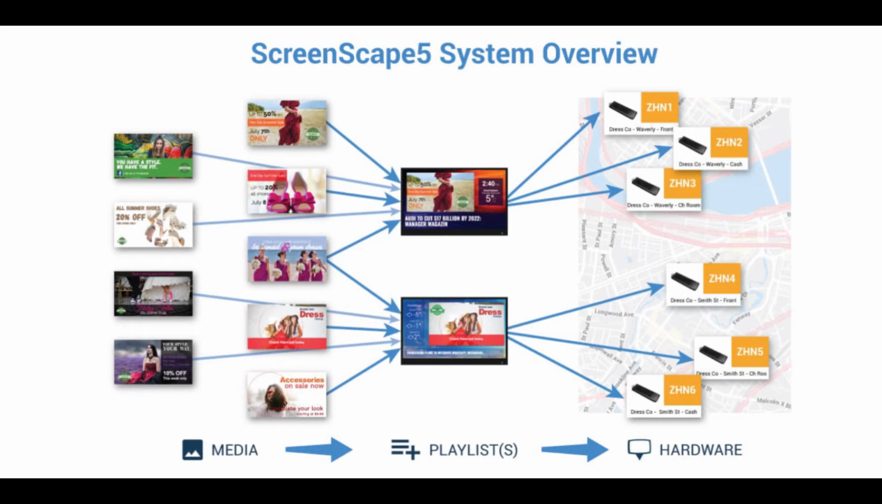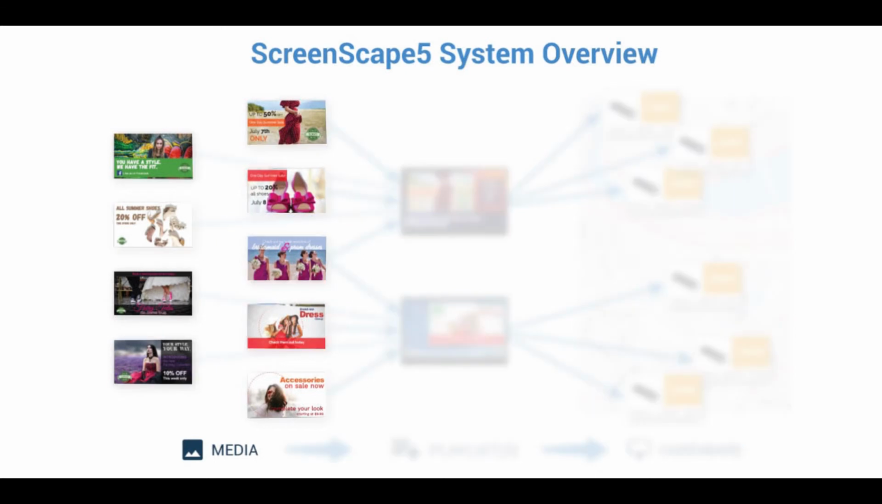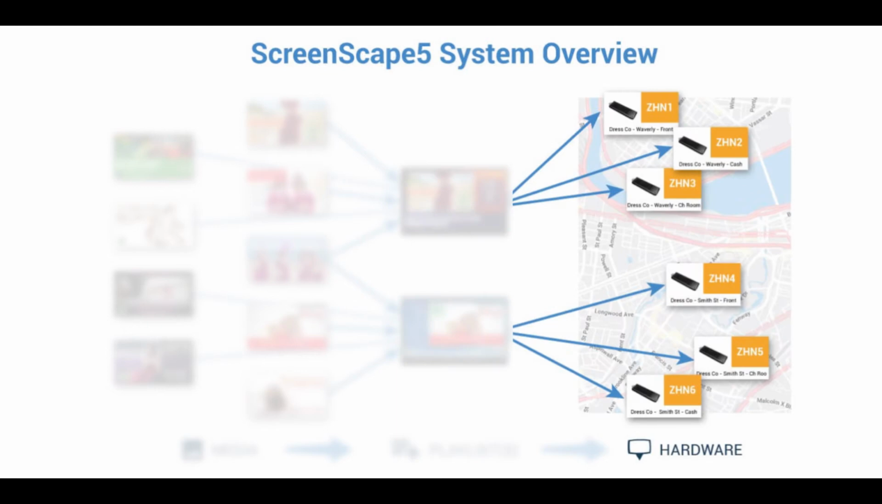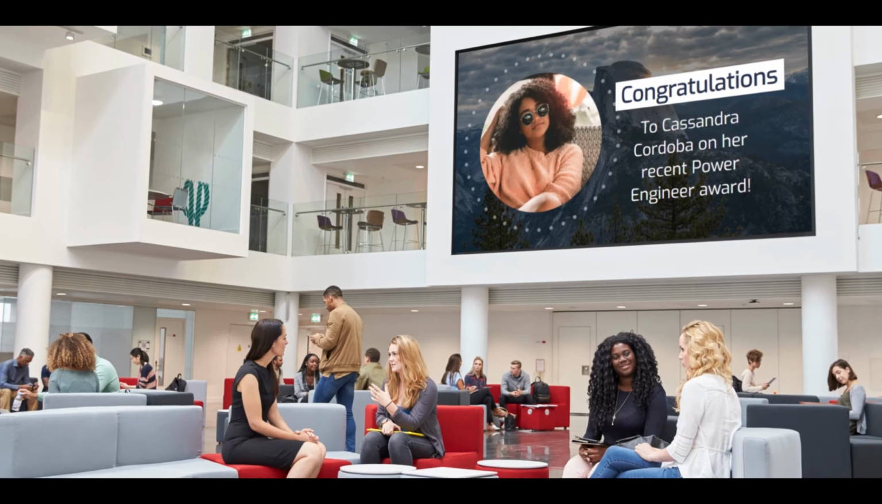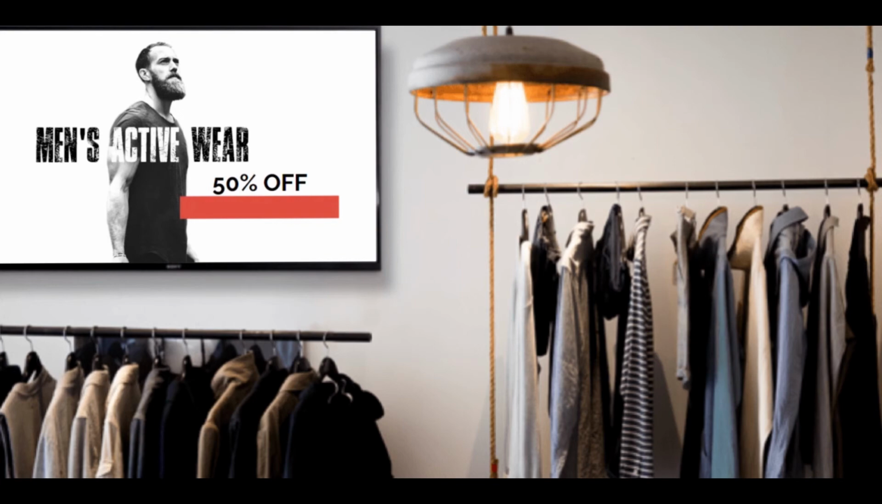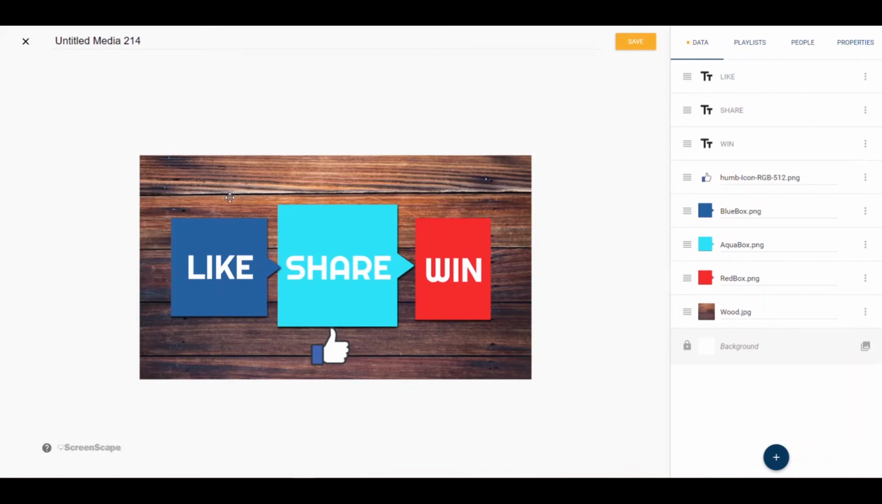To keep it simple, the system is now organized into 3 major work areas: media, playlists, and hardware. Media refers to the designs you want to appear on your digital sign. Any content you add or designs you create from scratch within ScreenScape are simply called media.